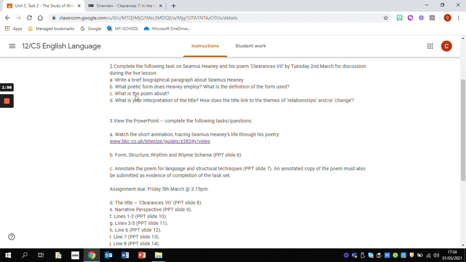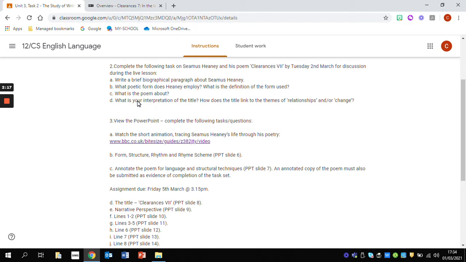Interpretation of the title. Notice that this is your interpretation, and your interpretation might be different to mine, and that's fine as long as you're able to back it up. You might want to do a little bit of research into what clearances actually means. The 7 part is just because this is the 7th poem in a series that Heaney has written. So that's where the 7 comes from.